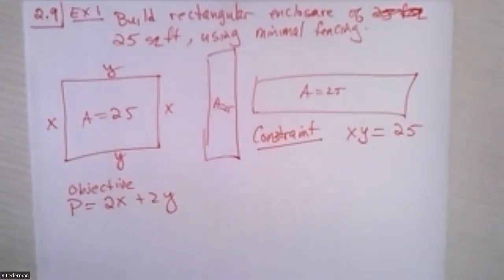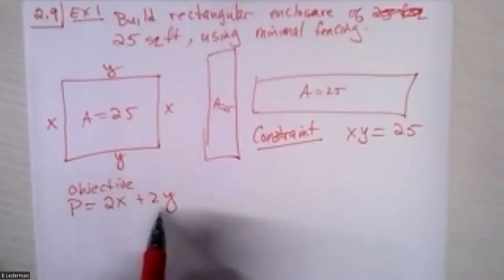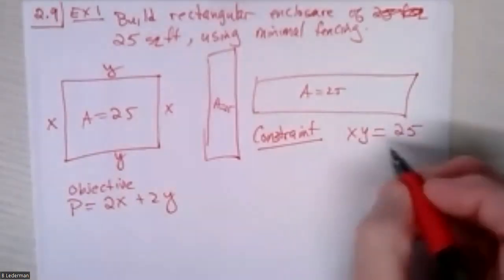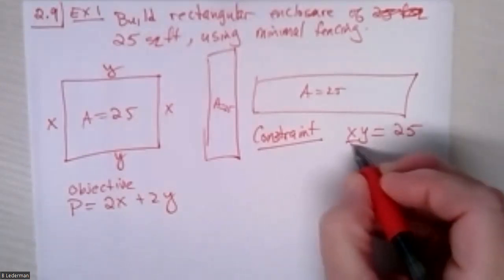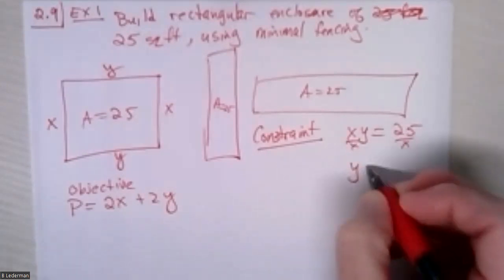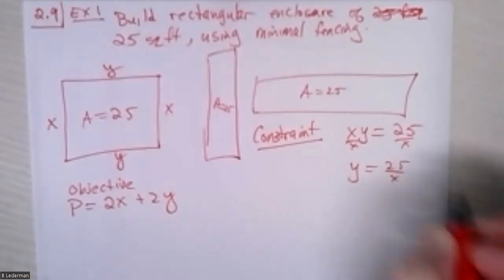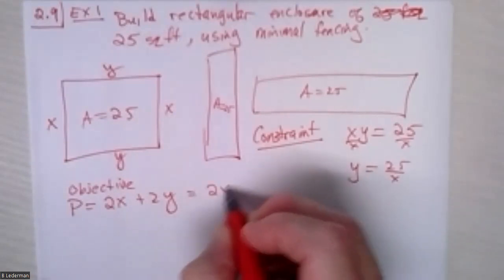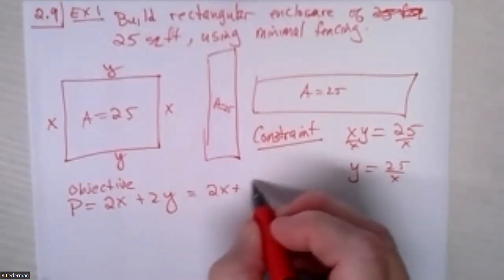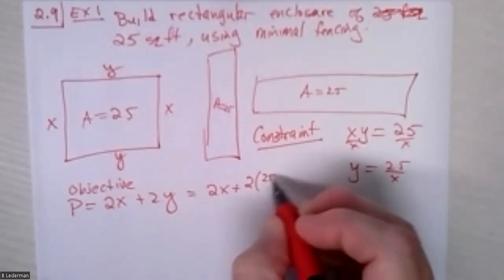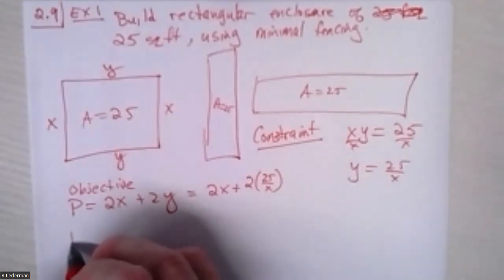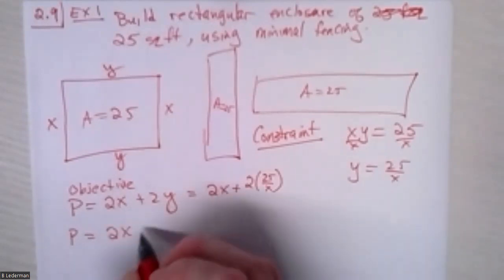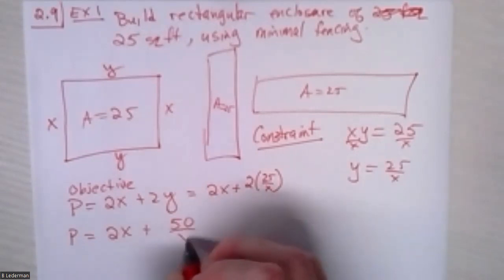The problem is I have two variables, an x and a y. I don't like two variables. I'd rather have one variable. So I'm going to solve for y in terms of x by dividing both sides by x, and y equals 25 over x. I'm going to take this and substitute it into this y. So this becomes 2x plus 2 times 25 over x. So my new objective equation is P equals 2x plus 50 over x.